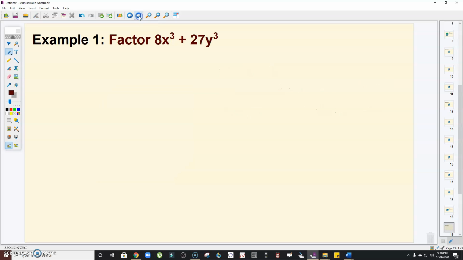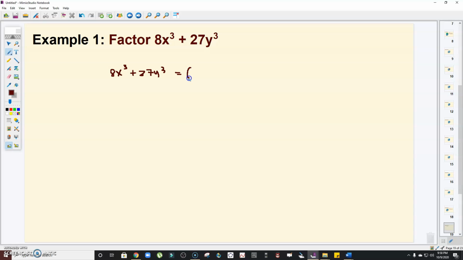Alright, let's put this into examples. Let's have problem number 1. Factor 8x cubed plus 27y cubed. As I said, the factor of a sum of two cubes is equal to the product of a binomial and trinomial. Let me rewrite it. 8x cubed plus 27y cubed is equal to the product of the binomial and the trinomial. Let's start with the binomial.